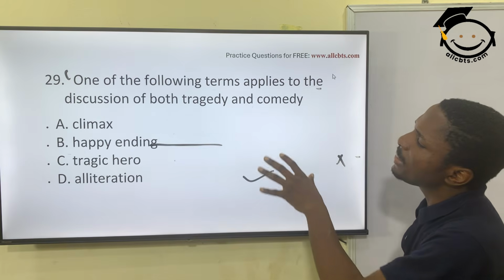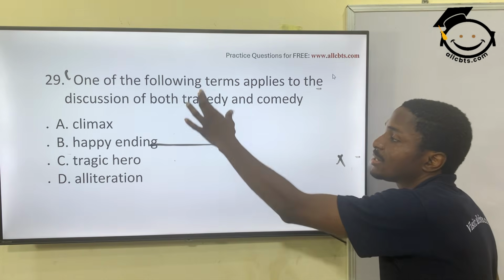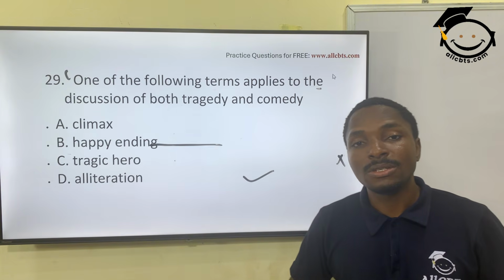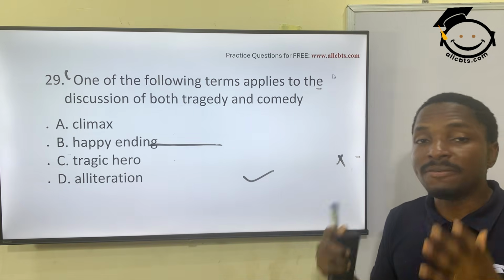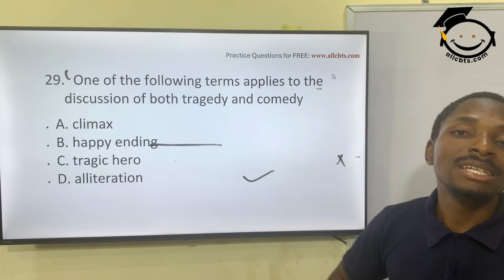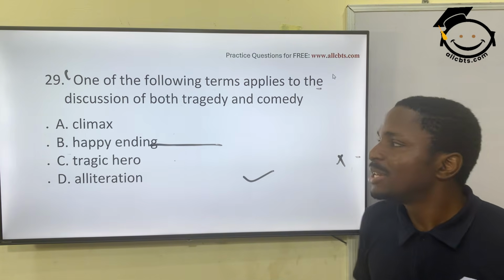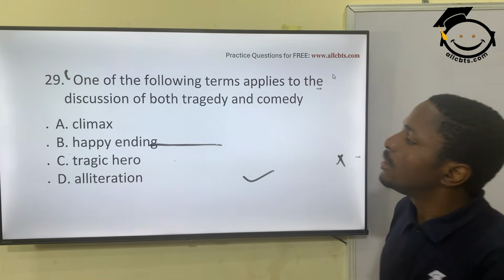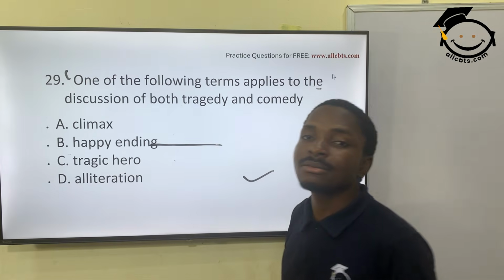29. One of the following terms apply to the discussion of both tragedy and comedy. Now, these are opposites. Tragedy shows a negative situation where it ends, like we discussed before, with fear, with terror, with sadness. Comedy, you laugh, you get to the climax, you laugh out loud. But both of them have something in common, and that is climax. The peak.